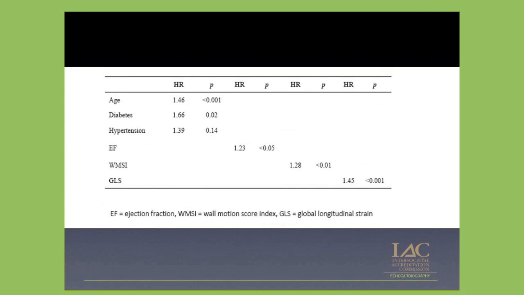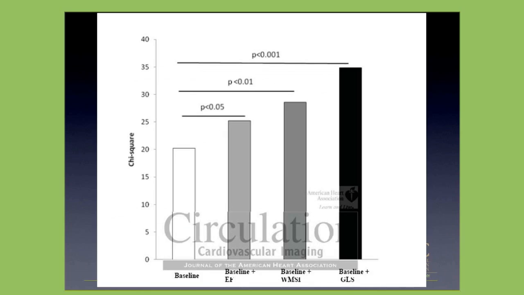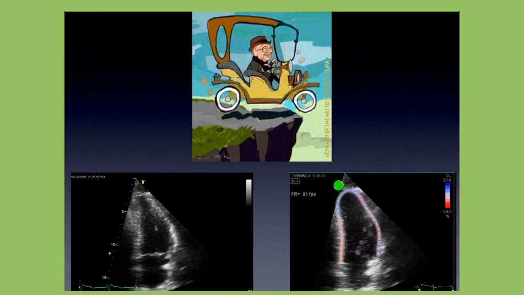We all know that. The question that he asked himself is, what is the imaging modality, either EF, wall motion score index, or global longitudinal strain, that has the biggest added value once you have collected this information about clinical variables? And it becomes very obvious by taking a look at the chi-square in this graph that the one that gives you the biggest bang for your buck is global longitudinal strain, far superior to ejection fraction.